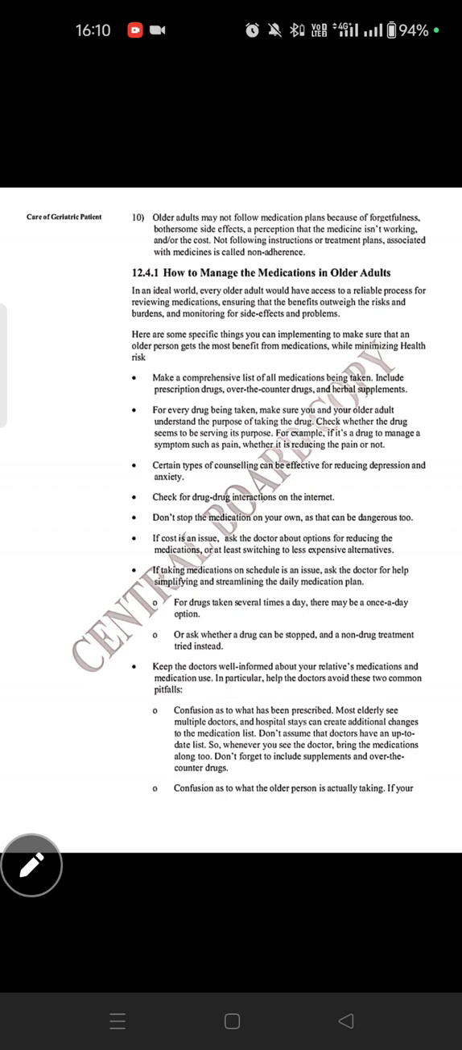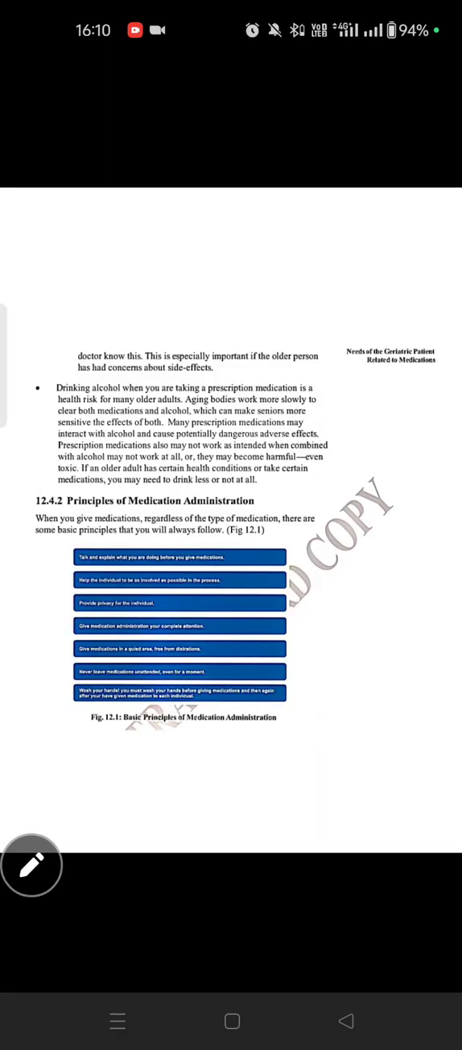Do not stop medication until the doctor informs you, as it will be dangerous. If medicines are being taken several times a day, you should review it. Non-drug treatment can be stopped if the patient is tiring. So that is what we can do. Mainly, the principles of medication administration are important questions.